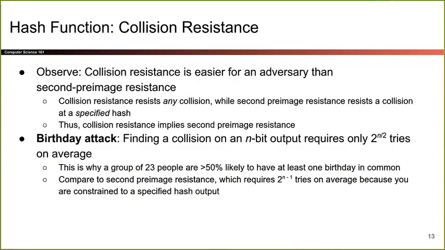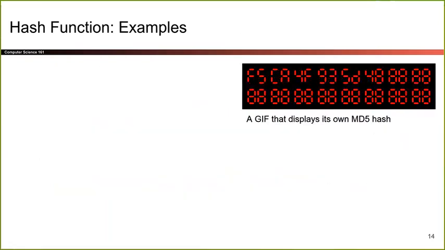And if you do a bit of CS70 calculation, I don't think you have to worry about the math too much, but you can also see that collision resistance takes approximately 2 to the n over 2 tries, but second pre-image resistance takes 2 to the n minus 1 tries. So collision resistance is easier than second pre-image resistance. So if I can't even solve the easy problem, I can't solve the hard problem either. So that's the intuition here.